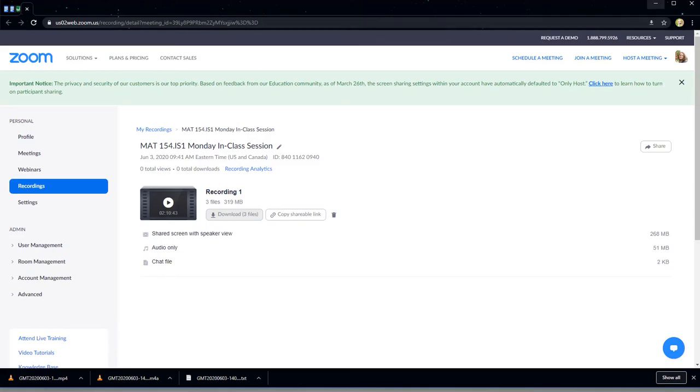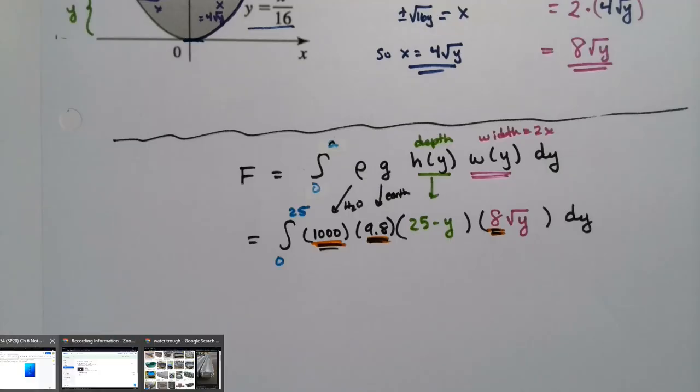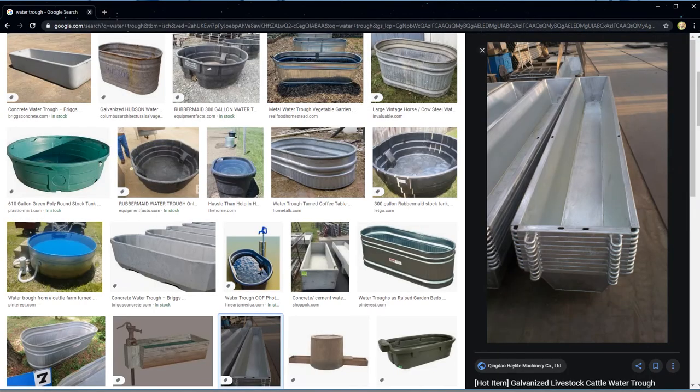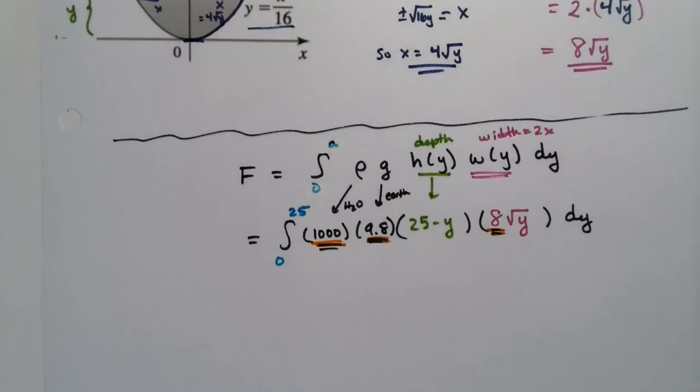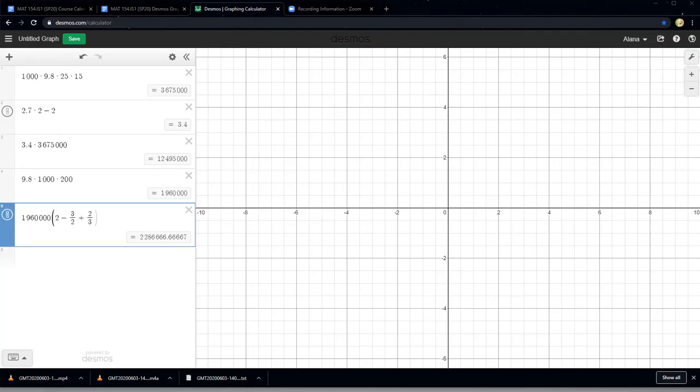Oop, not there. That wasn't it. Oh, Desmos. Oh, forget it. I'm just going to make a Desmos graph. Oh, it was here. I just didn't see it.